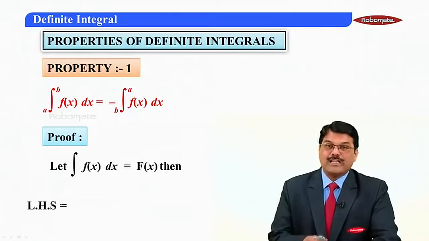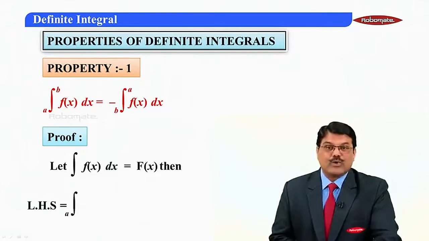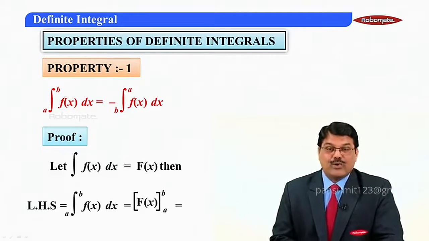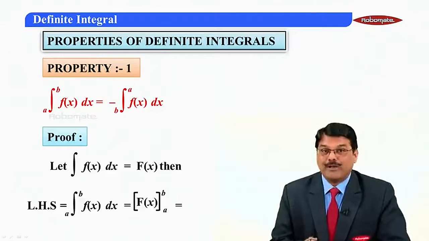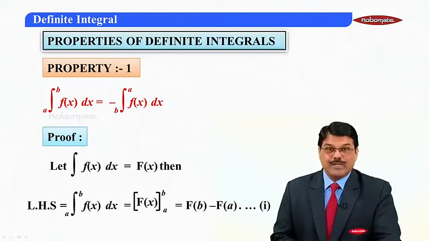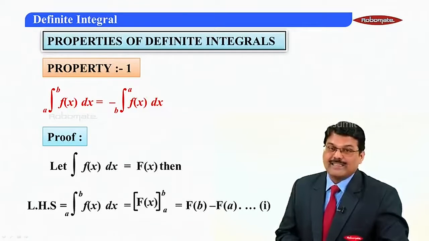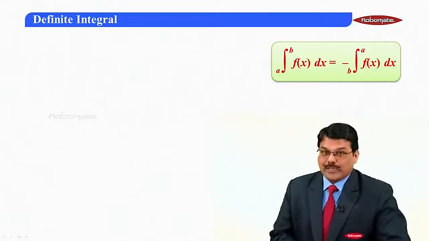Now I'm substituting that into the left hand side. Since integration of f of x with respect to dx goes from a to b and we know the integral of that, that is capital F of x, that goes from a to b. So by the fundamental principle, substitute upper limit and lower limit. So it will become F of b minus F of a. Let's say that is expression 1. Now this is what we want to prove, correct?